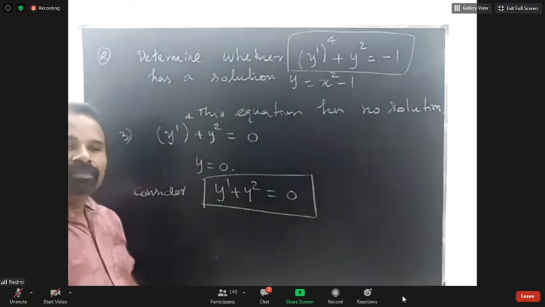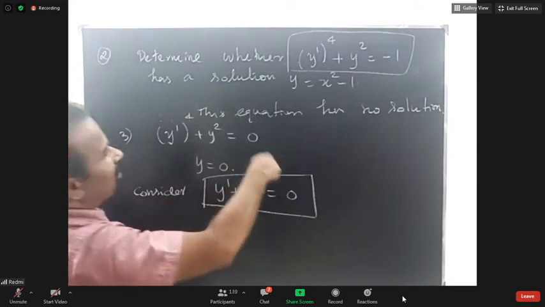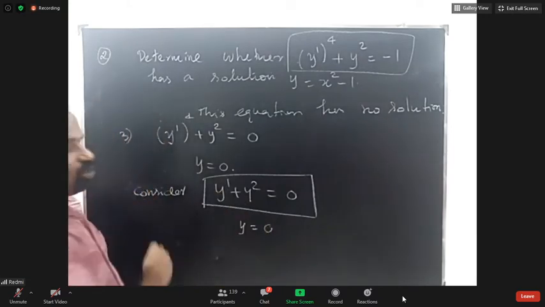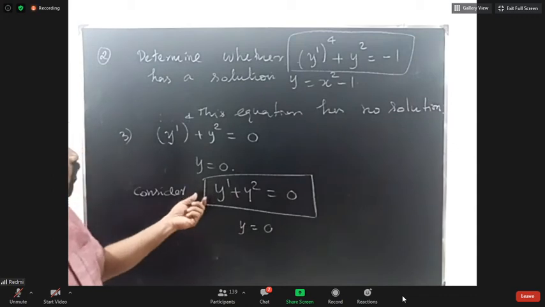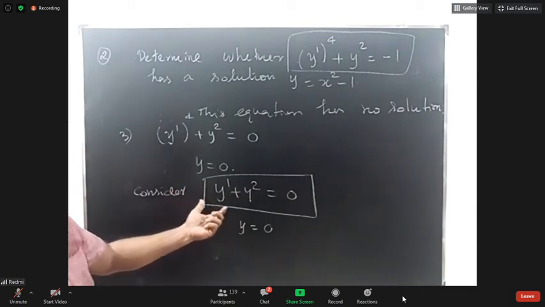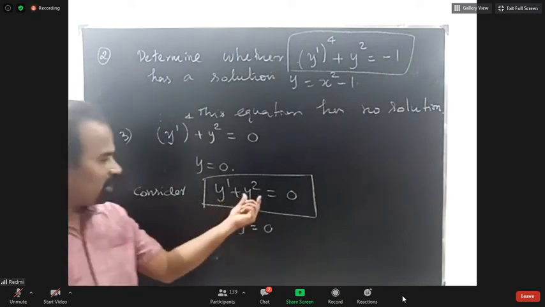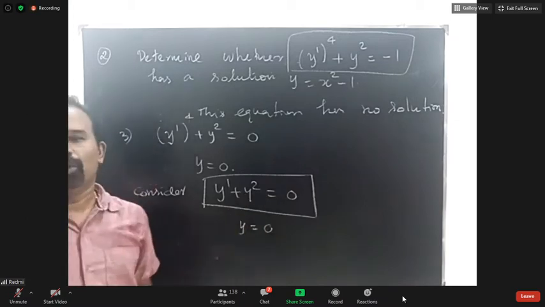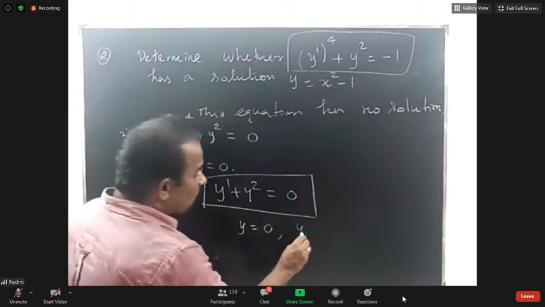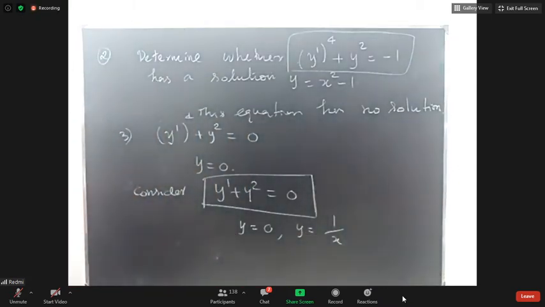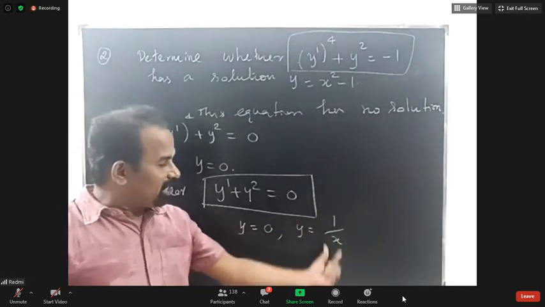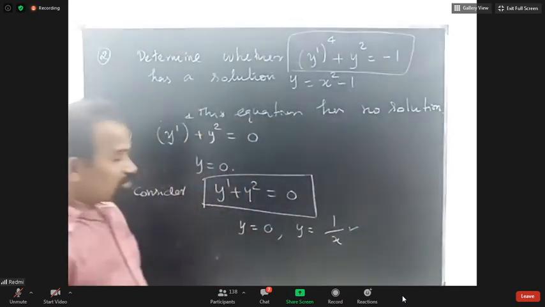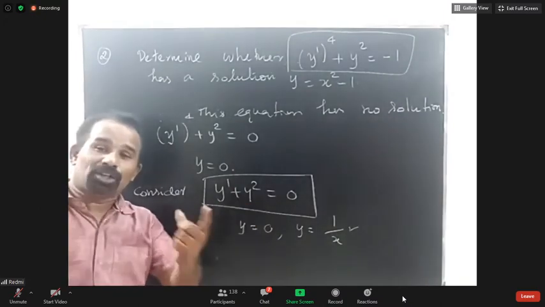Immediately we can say, by the same argument, that y is equal to 0 is a solution, because y squared is 0 and y dash is also 0, therefore the sum is 0. And I can take y is equal to 1 by x. Y dash is equal to minus 1 by x squared, y squared is equal to plus 1 by x squared, therefore this is also a solution. So this equation has two particular solutions.